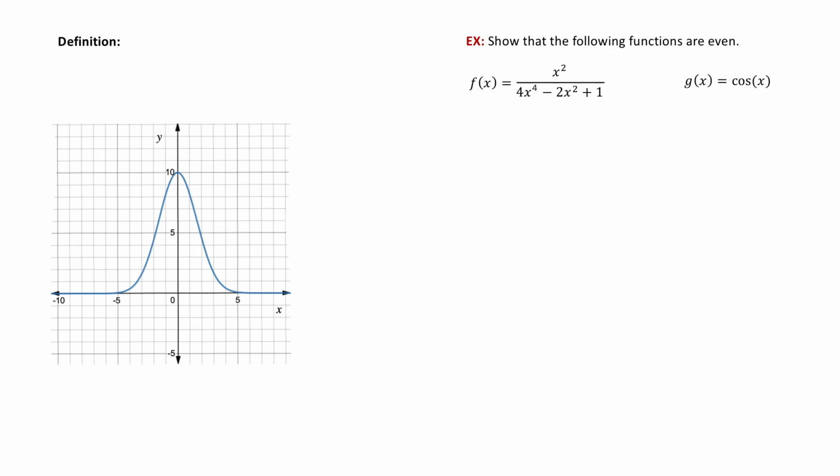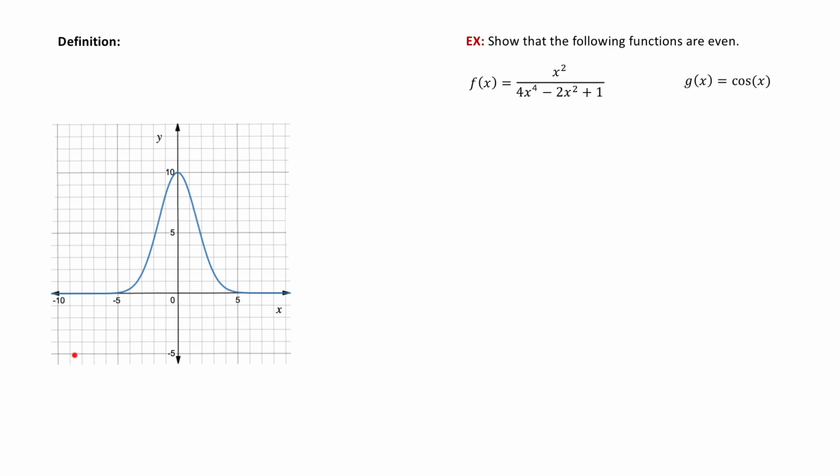Moving on to this one, we see exactly the same feature as the previous four functions. Again, symmetry about the y-axis. Well, this is what it takes for a function to be even. A function is even if it's symmetric about the y-axis.